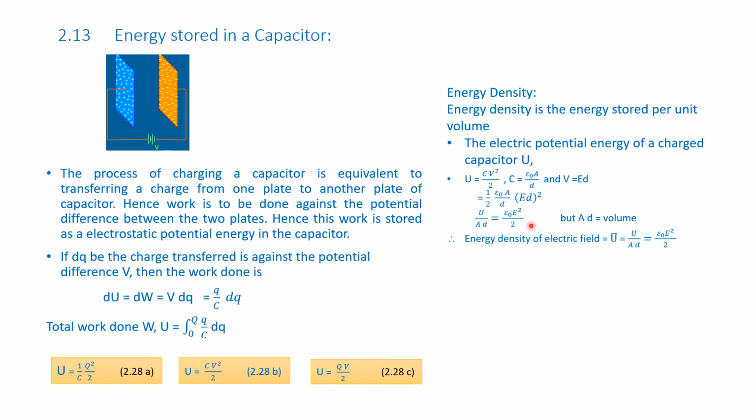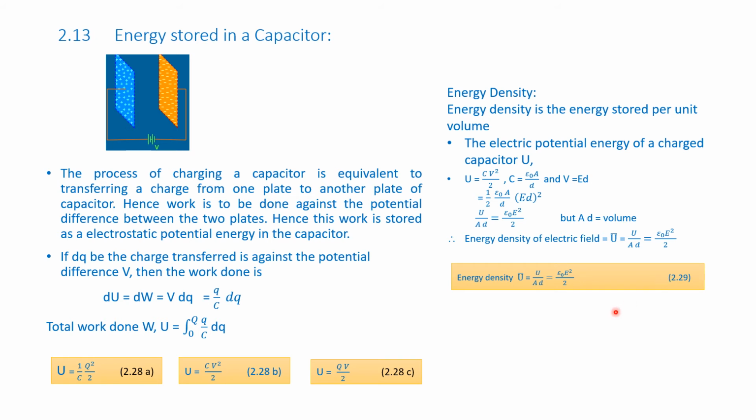But we know A into D, area into the distance, is the volume of the capacitor. Therefore, energy density of electric field, U bar, is equal to potential energy per volume, that is equal to epsilon naught E square by 2. So, we are repeating this equation. Energy density U bar is equal to U by AD by definition, that is equal to epsilon naught E square by 2. Let this be equation 2.29.